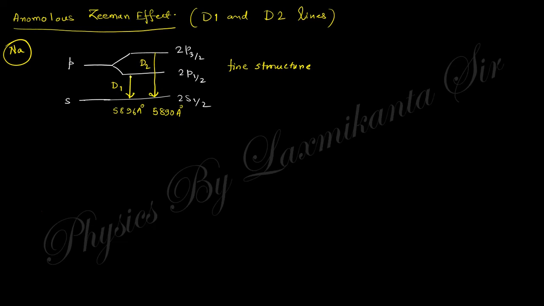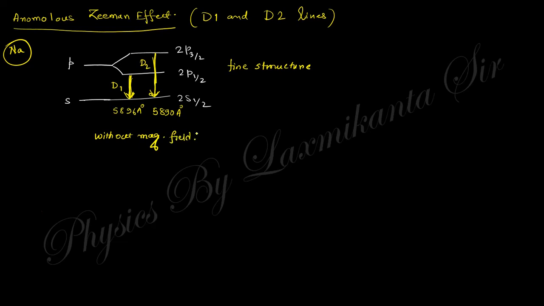So two lights are actually obtained in the fine structure, the D1 line and the D2 line. D1 has a wavelength of 5896 Angstrom, and D2 is 5890 Angstrom. This frequency is low, so the wavelength is high, and this frequency is high, so the wavelength is low. Now we will discuss this without magnetic field.